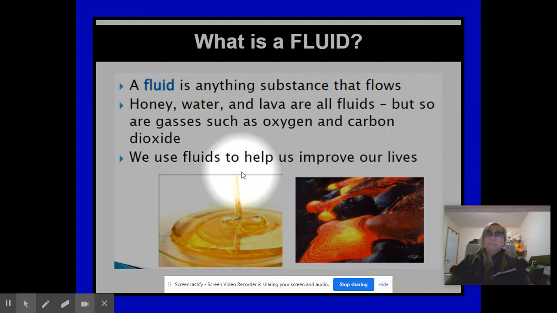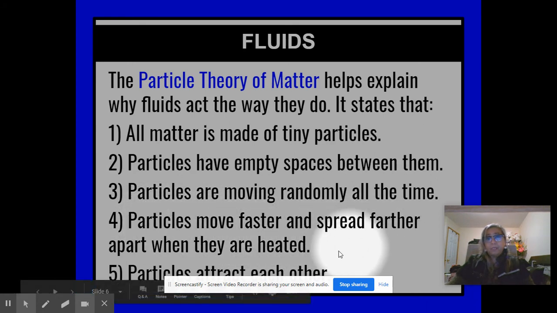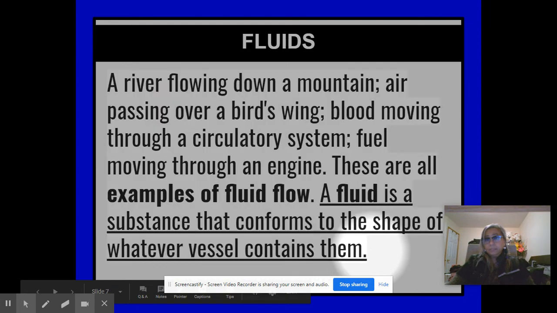And we use fluids to help us improve our lives. Now, everything boils down again to the particle theory of matter. This actually helps explain why fluids act the way they do. It states that all matter is made up of tiny particles. Particles have empty spaces between them. Particles are moving randomly all the time. Particles move faster and spread farther apart when they are heated. And particles attract each other.